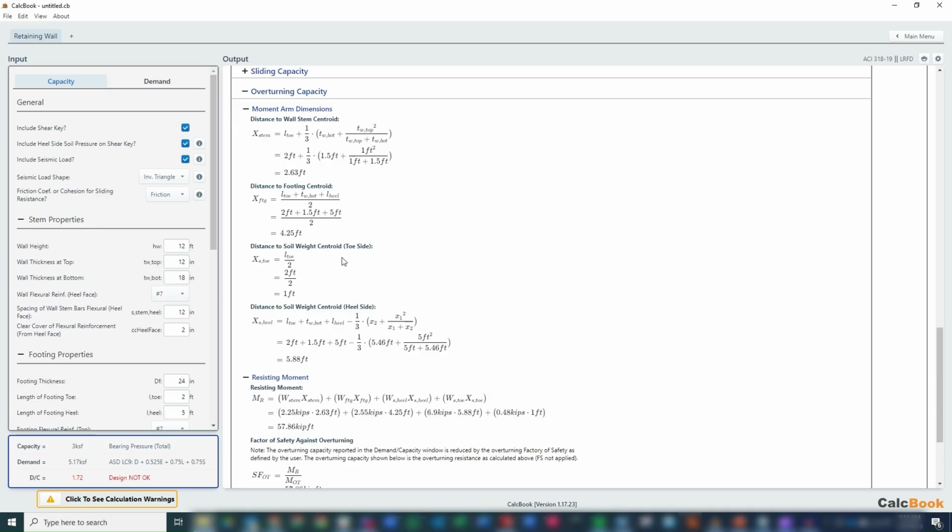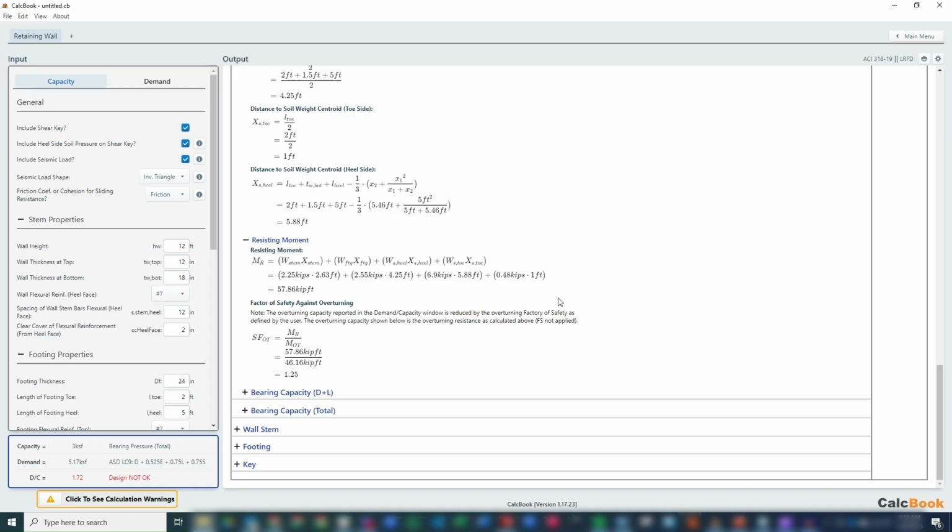Once we have all those distances, we can go ahead and multiply our weights that we calculated previously. We didn't show that, but those are calculated for all the vertical weights. So the weight of the stem times the distance, the weight of the footing times the distance, weight of the heel soil times the distance, and the weight of the toe soil times the distance. And from that, that gives us our factor of safety.